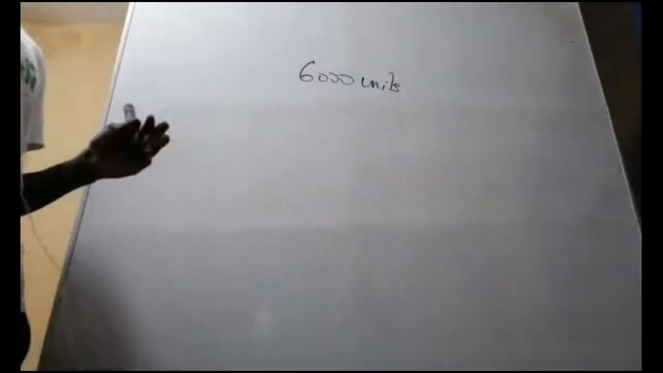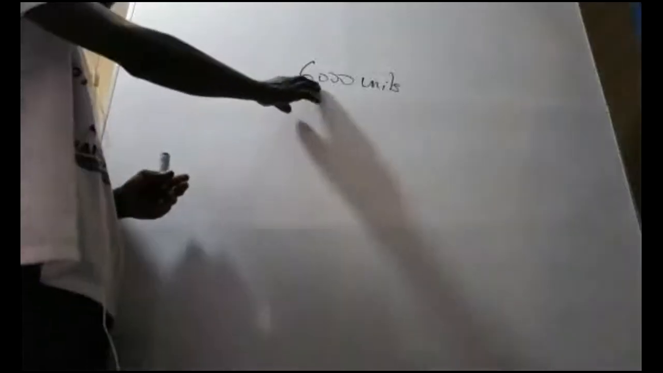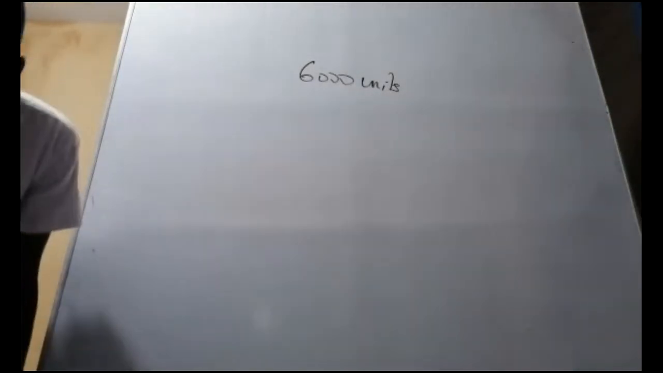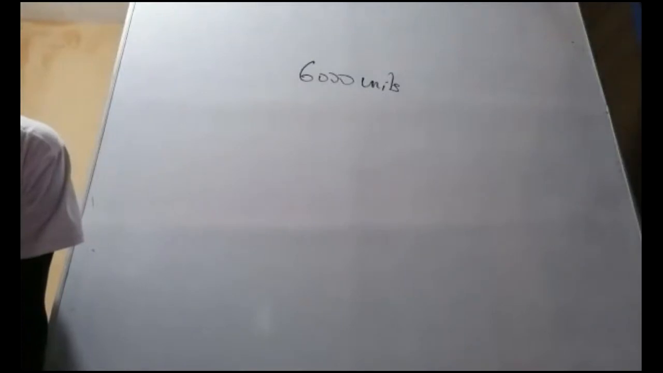If you sell 6,000, your profit will be 0. If you sell below 6,000, you get a loss. If you sell above 6,000, you get profit. How do you get that? So now tell me, write any figure, any unit at all that you want to sell. Good.